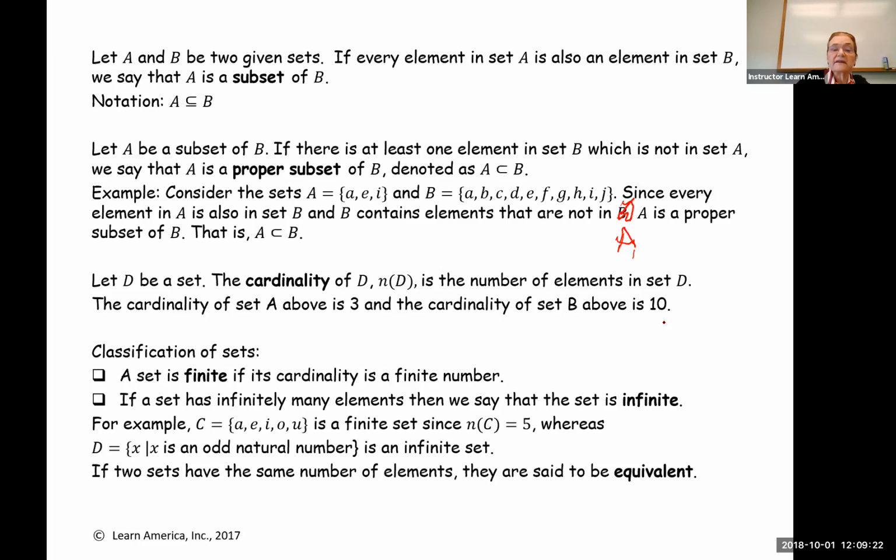If we have a set that has a finite number of elements, in other words, a finite cardinality, the set is called finite. If it has infinitely many elements, then we say the set is infinite. So for example, the set of vowels, A, E, I, O, U, is a finite set, its cardinality is 5. But if we consider the set D, where D is, say, the odd natural numbers, remember natural numbers are counting numbers, D is an infinite set. If 2 sets have the same number of elements, then we say they are equivalent sets.